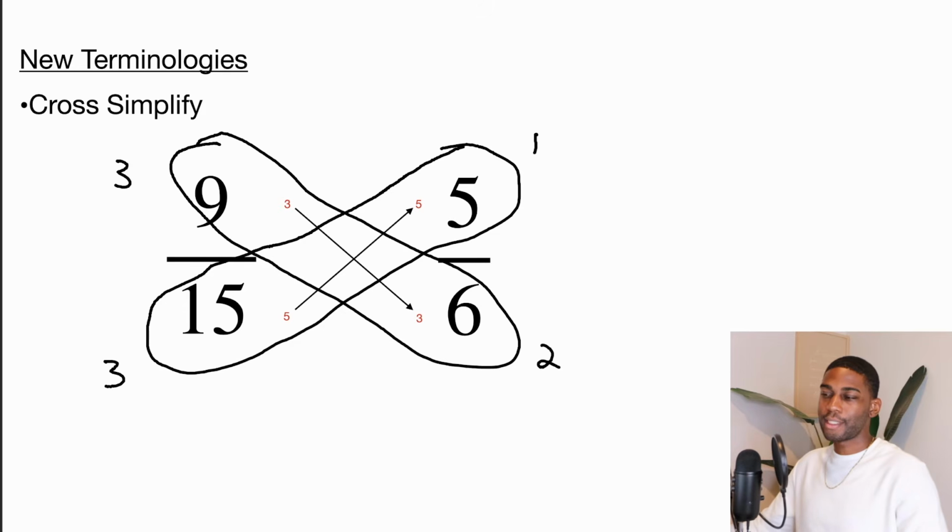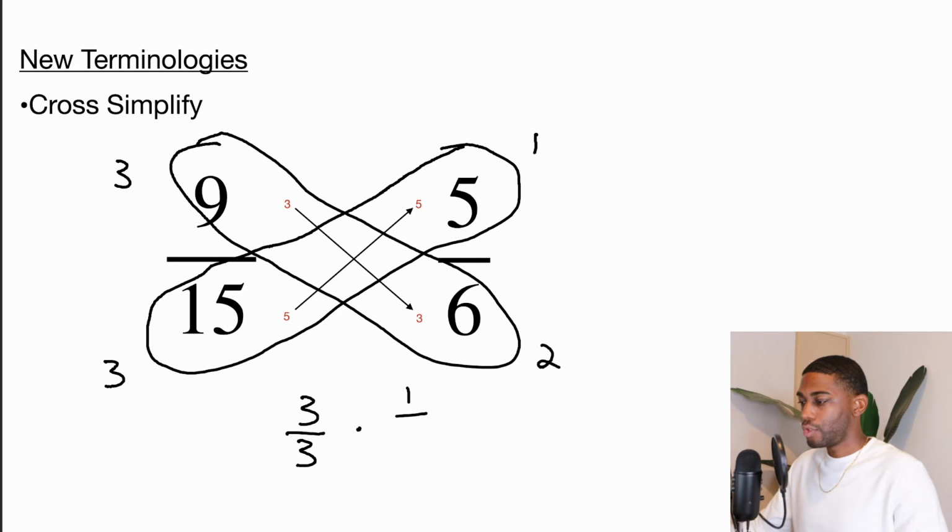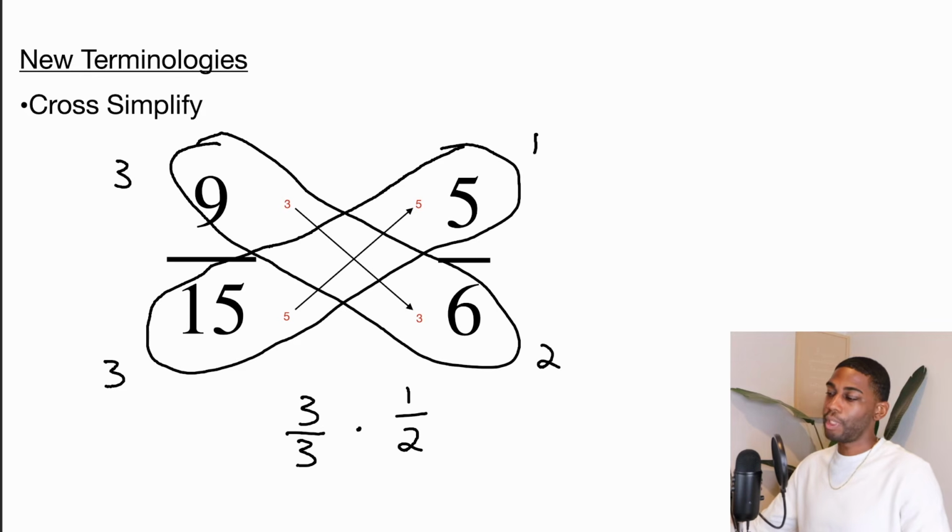Why is this important or necessary? Again, it saves us a lot of work on the back side. So let's go ahead and rewrite the fraction that we have. We have 3 on top over 3 on the bottom on that side, times 1 on top and 2 on the bottom of this side. 3 over 3 times 1 over 2.